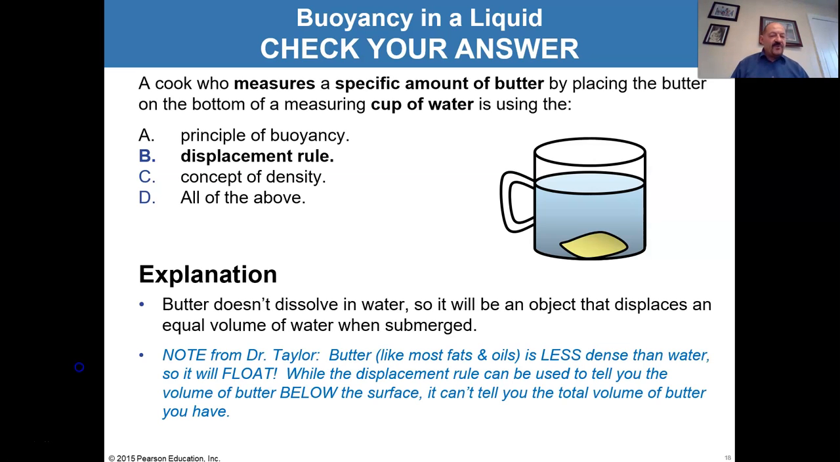Now, a little note from me personally, I didn't write this question, but the fact is butter has less density than water. If you put butter in a cup of water that's already got water in it, butter is just going to float to the top. The only way to make this work is to get the butter to stick to the bottom of the cup and have the water in there already and see where the water rises to, and that's kind of awkward. There are much better ways to do this.